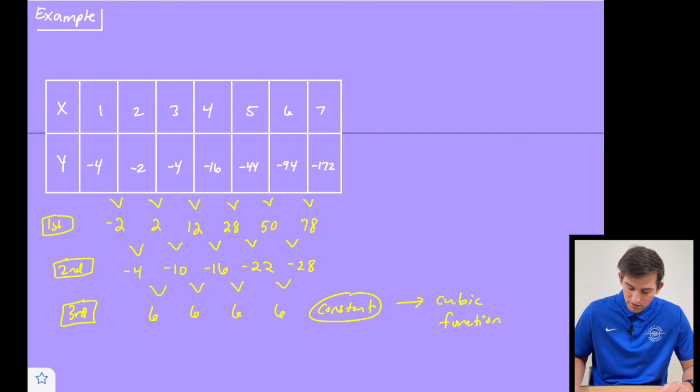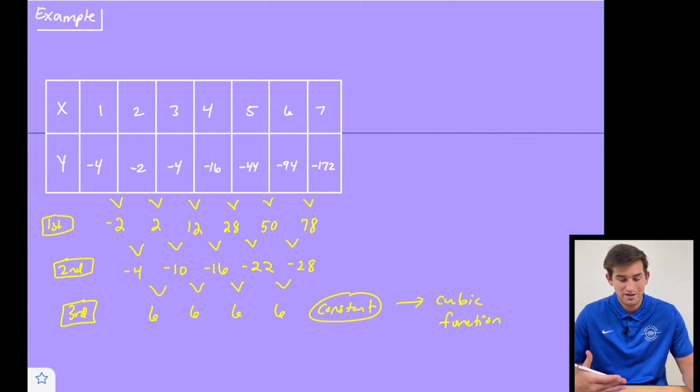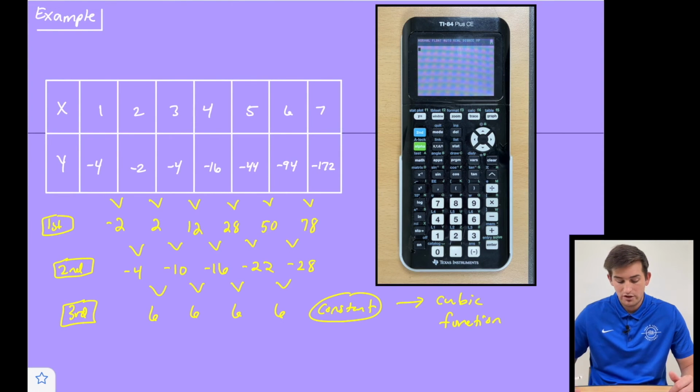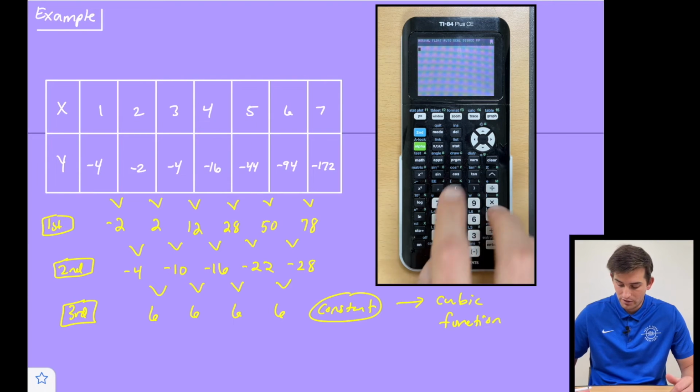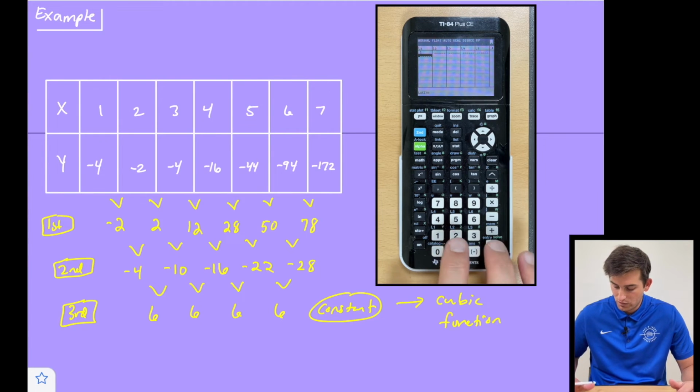And so now what we can do on our calculator is use the cubic regression feature in order to write a function from this set of data. We're going to turn the calculator on, and we are essentially graphing a scatter plot here. So we're going to go to Stat, and on Edit we're going to hit Enter. For L1, we're going to type in our x values: 1, 2, 3, 4, 5, 6, and 7.